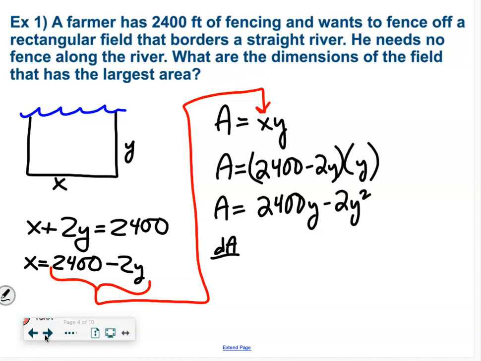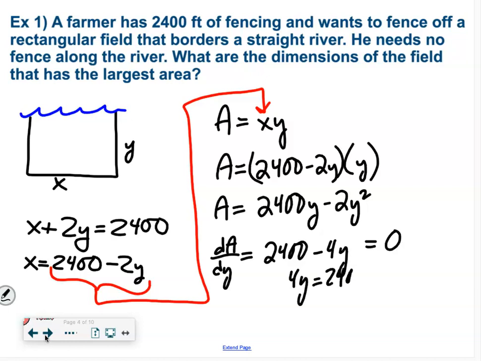Notice we're not doing dA dt, we're not doing dA dx, we're doing dA dy. It's not implicit. You just differentiate with respect to whatever variable you have. So my derivative is 2,400 minus 4y. I set it equal to 0. I get 4y equals 2,400, so y equals 600.